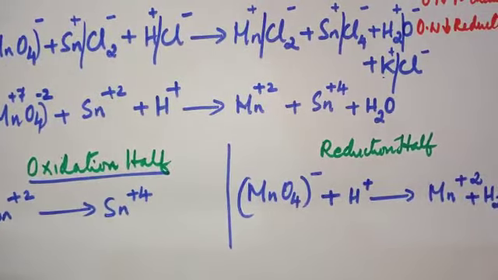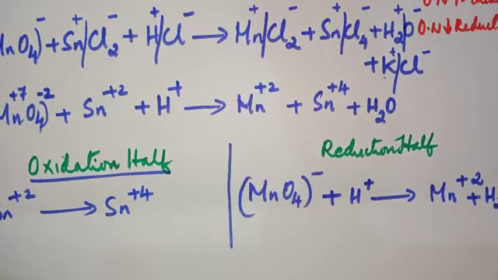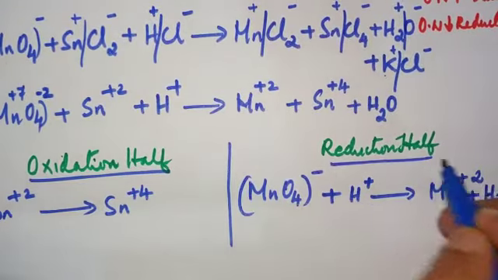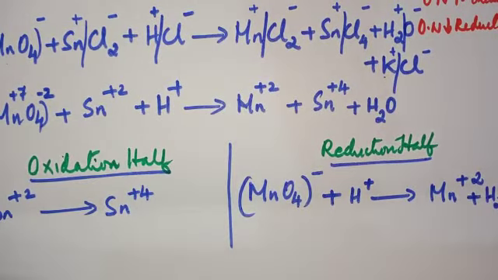Yes, so now we have written the oxidation half and the reduction half. Now after writing the oxidation half and reduction half reactions, what do we have to do? The next step is balancing all the atoms. Yes, leaving oxygen and hydrogen, we have to balance all the atoms now.